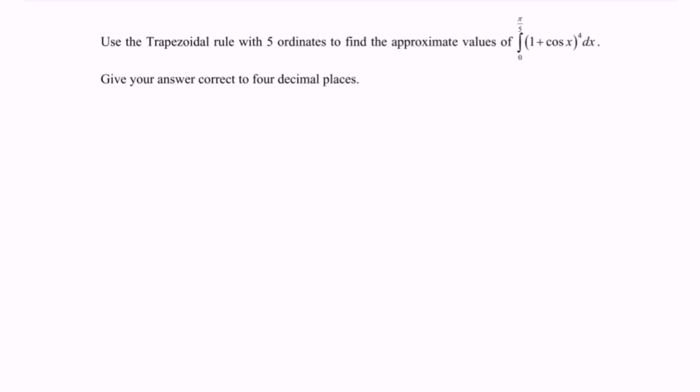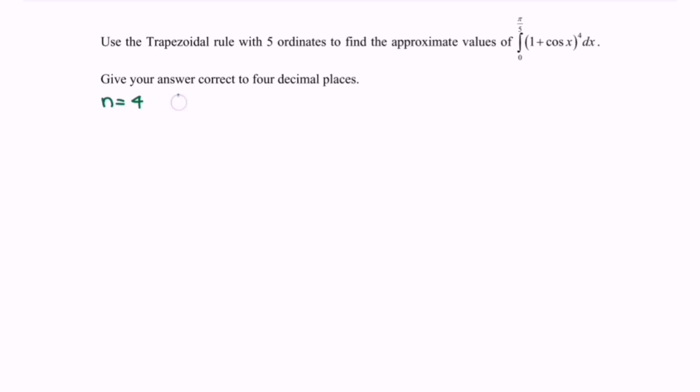In this video, I'm going to discuss the example for numerical method. Use the trapezoidal rule with 5 ordinates. So in here, if you have 5 ordinates, means that n is equals to 4, where n is the strip or subinterval. To find the approximate value of the function (1 plus cos x) to the power 4 for the limits 0 until pi over 5. Give your answer correct to 4 decimal places.